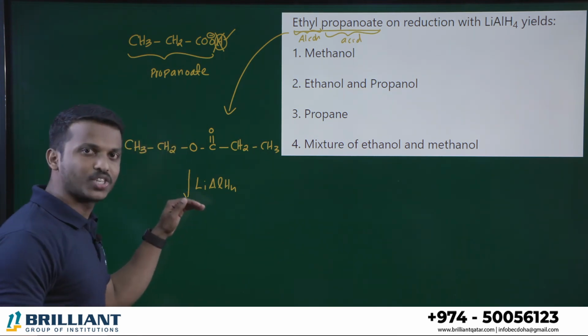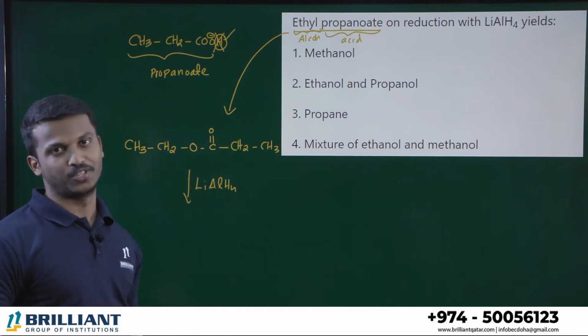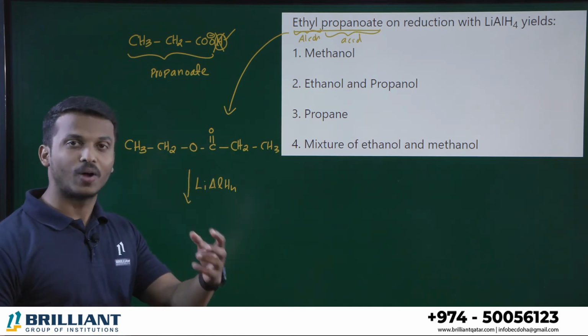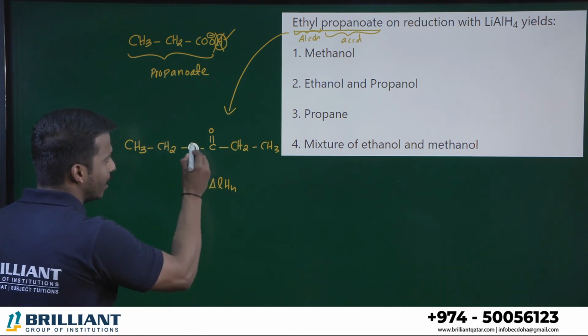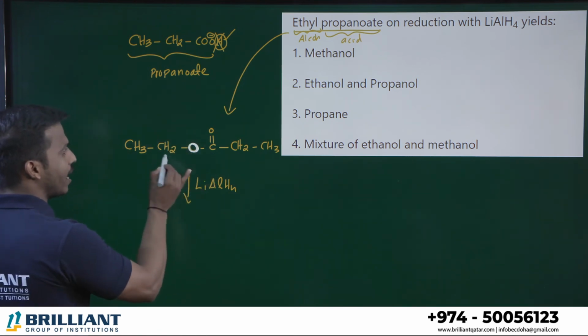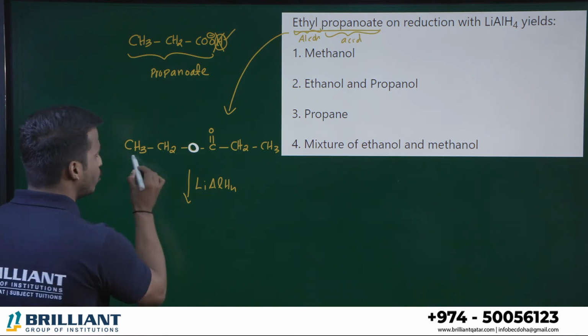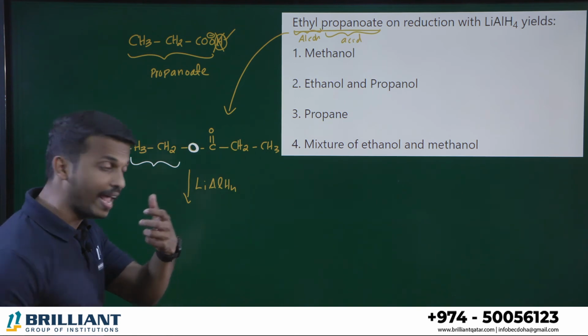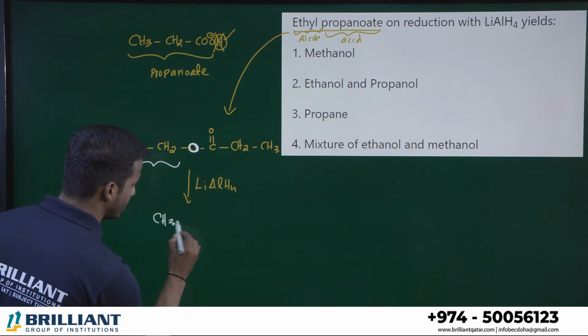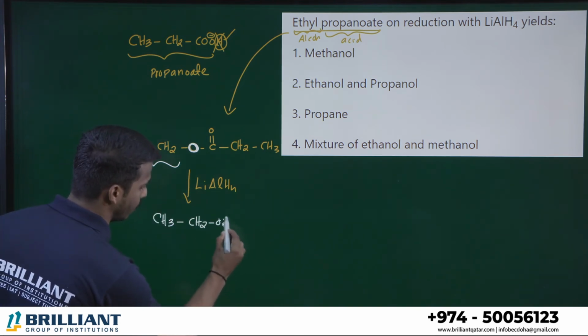Ester on reduction, you will get 2 alcohols. How to write the 2 alcohols? So easy. You know this oxygen atom, the single bonded oxygen. Left side, how many carbons are present? 2 carbon atoms. What is the 2 carbon containing alcohol? Ethanol. Alright. CH3CH2OH plus.